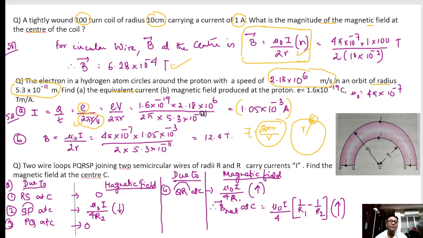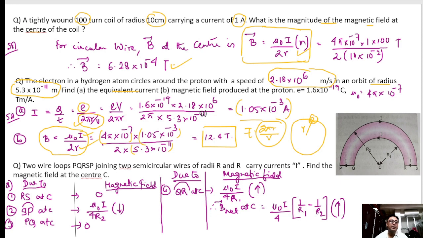So what is the magnetic field at the center? We know this is the formula. Now we know the value of I, and we know the radius of the loop. So mu 0 is 4 pi into 10 to the power minus 7, I is the current we found just now, and it is over 2r, where r is our radius. So we get the magnetic field at the center.